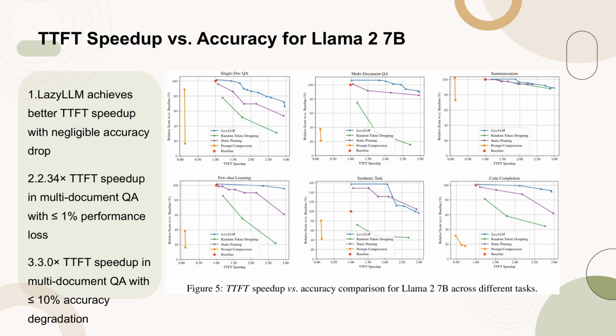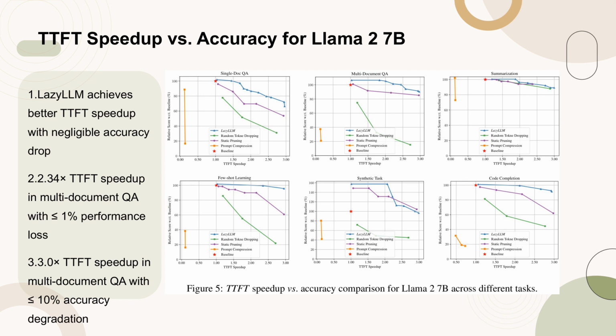Figure 5 illustrates the comparison of TTFT, time to first token, speedup versus accuracy for the Llama 2 7B model across various tasks. The visualization demonstrates that LazyLLM, without any training, maintains higher accuracy than baseline methods under similar TTFT speedup conditions. For instance, LazyLLM can deliver a 2.34 times TTFT speedup in the multi-document question answering task with a negligible performance loss of less than or equal to 1%.